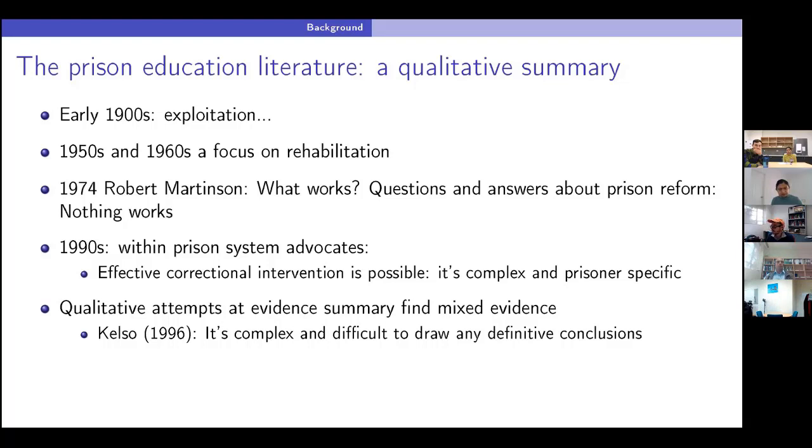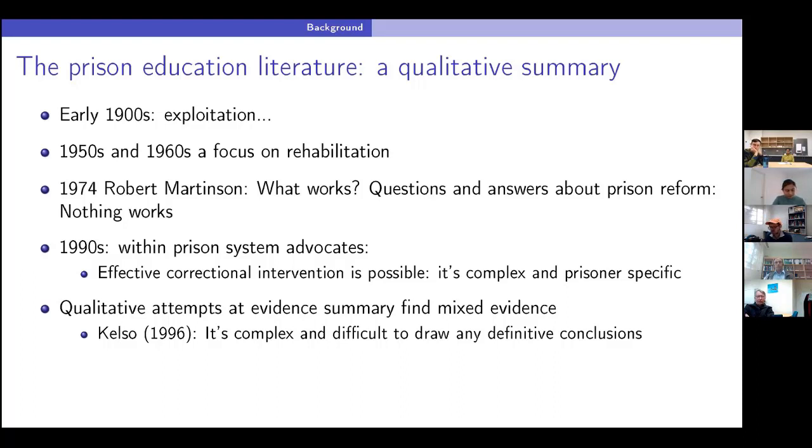You then see things go full cycle. By the 90s, you start to see another stream emerging in the literature, which says, look, the reality is that it is possible to do rehabilitation work. It's just complex. You need to look at the circumstances of the individual prisoner. What are the source causes for this, and get at those things. So yes, things work, but you have to look at this in a detailed way.